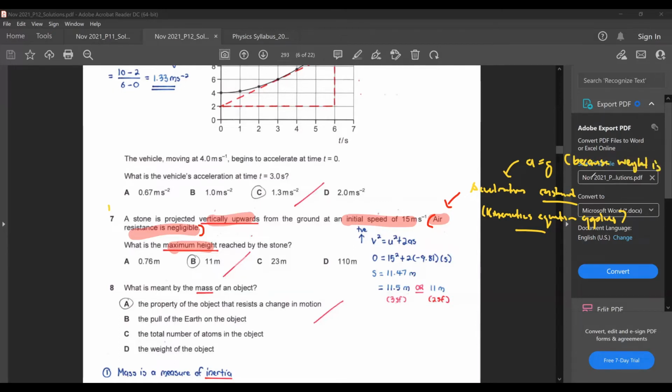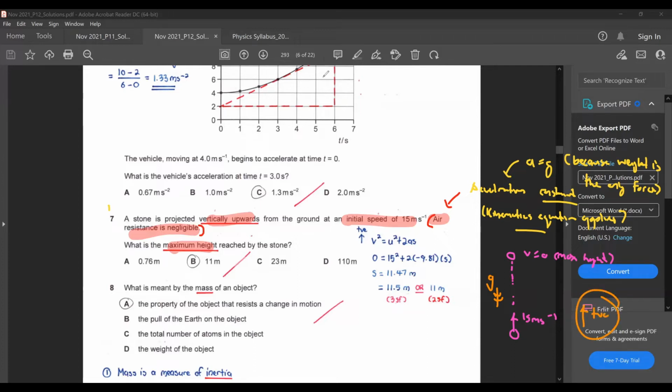Because weight is the only force. So you have something that's projected at 15 meters per second. It goes up until it reaches the maximum height where v is 0. Your acceleration is downwards, and because your object is moving upwards in the first place, your initial direction of motion is upwards, so upwards is considered to be positive for your sign convention.